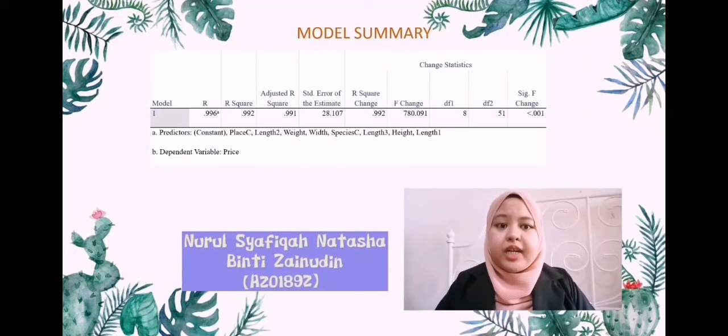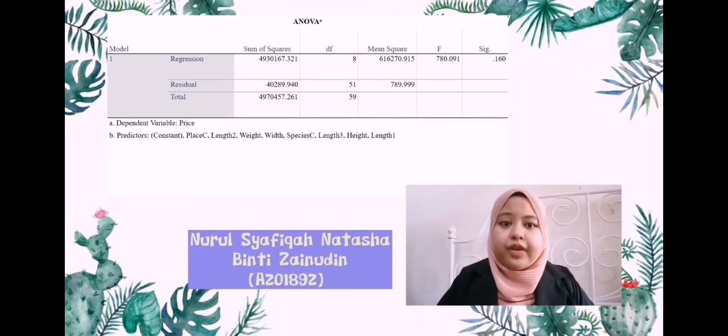So the second is the model summary. The R square value is 0.992, which means 99.2% of the variation in price can be explained by weight, length 1, length 2, length 3, height, width, species and place. The adjusted R square is 99.1% or 0.991. Next is the ANOVA. The p-value from the ANOVA table is 0.00, which means that at least one of the 8 variables, which are weight, length 1, length 2, length 3, height, width, species and place, can be used to model price.